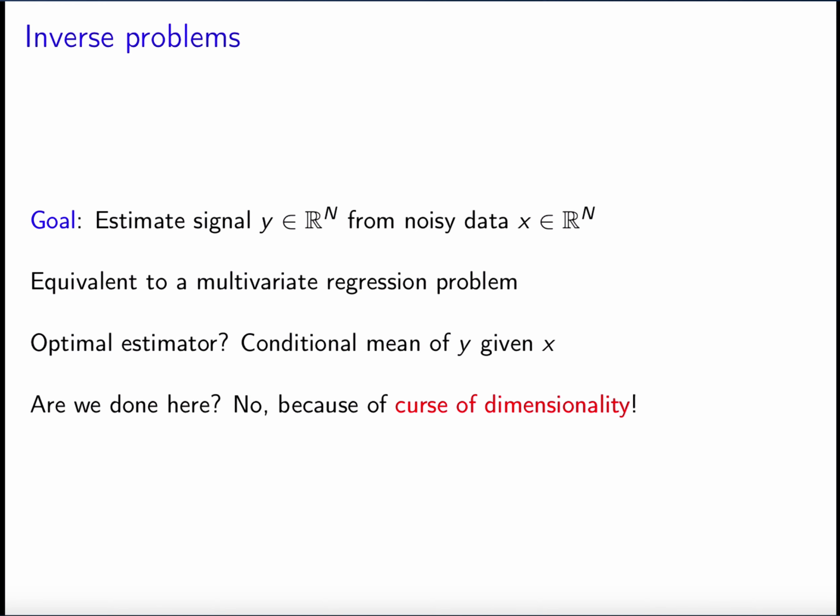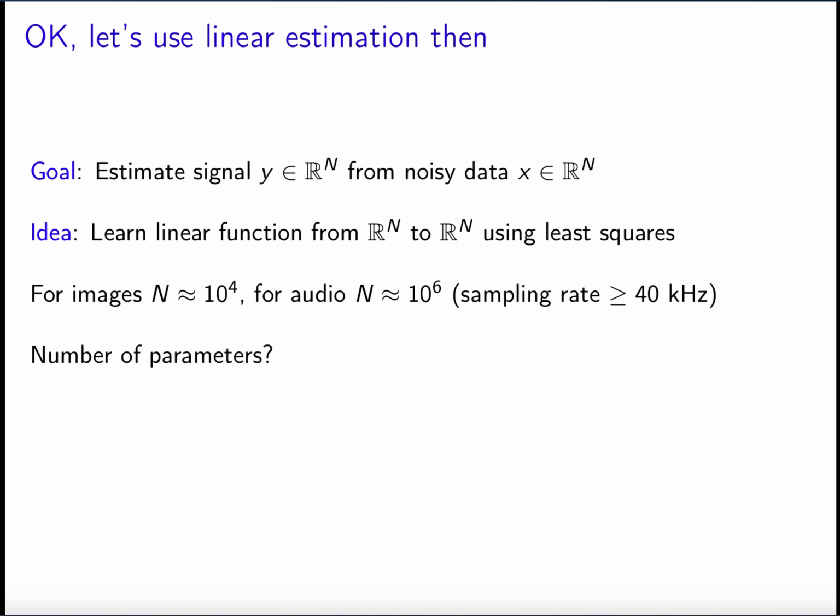So that's why we consider linear models. Of course, as we discussed, there's alternatives to linear models, and we will talk about nonlinear models a bit later on. But we could think, okay, we've seen that linear estimation actually works pretty well for some problems involving regression, so why don't we do linear estimation here? So the idea again would be to estimate the signal y from the noisy data x, and we would learn some linear function mapping x to y using least squares, just like we did in linear regression.